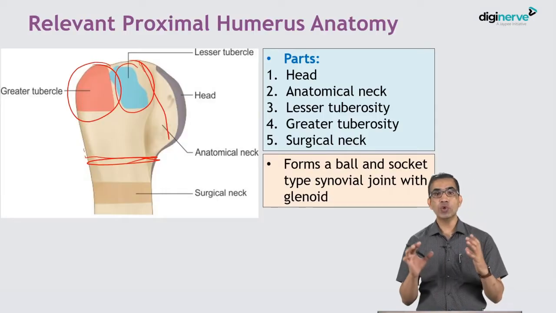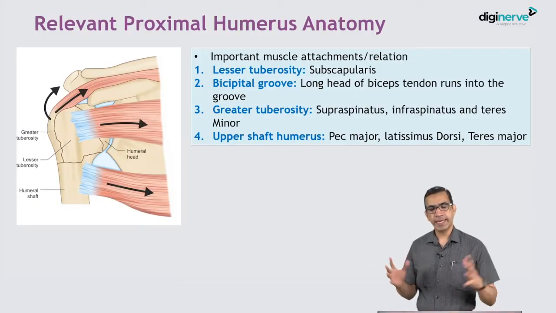It forms a ball and socket joint with the glenoid, and that we call a glenohumeral joint. So that is a typical glenohumeral joint, which is a ball and socket type of synovial joint. So coming to the relevant anatomy of the proximal humerus.